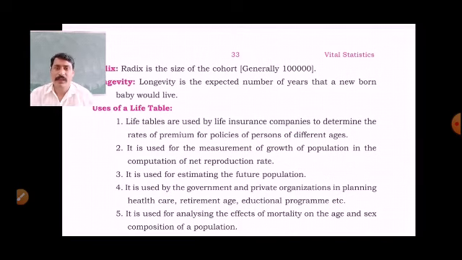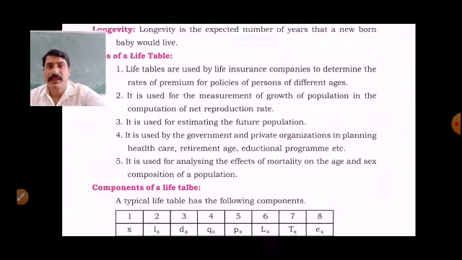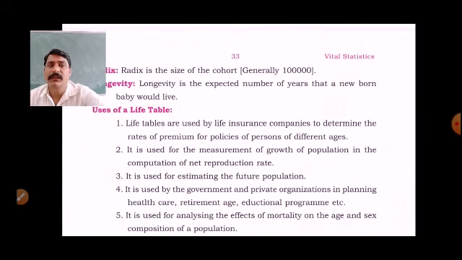Okay, so as age passes, the death risk is more. Here that pattern will be given by the insurance company, which may change from country to country, location to location. So for our location, what is the death pattern? By taking that into consideration, the insurance company will fix the insurance premium. Next, it is used for measurement of growth of population in computation of net reproduction rate.